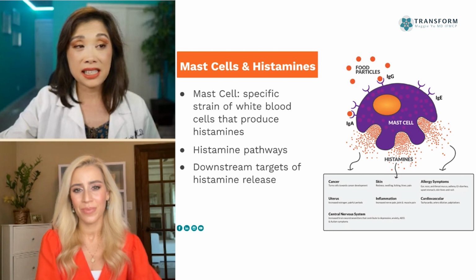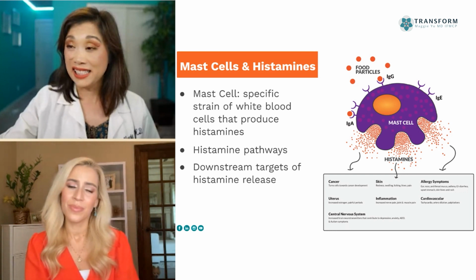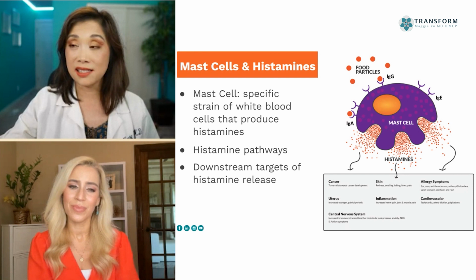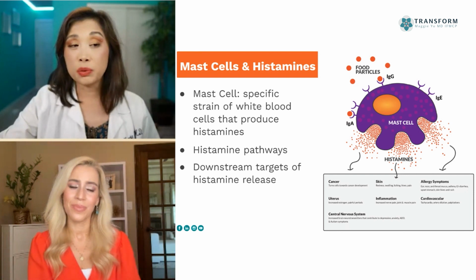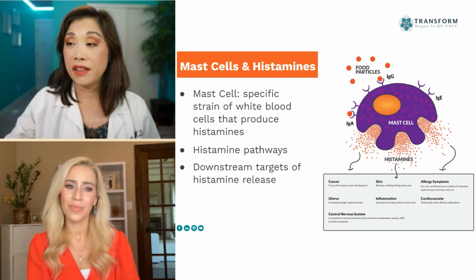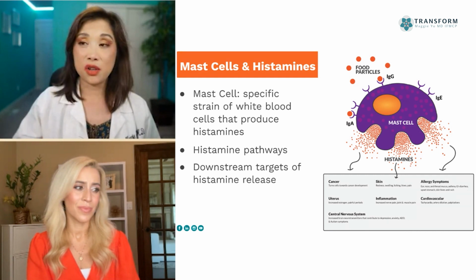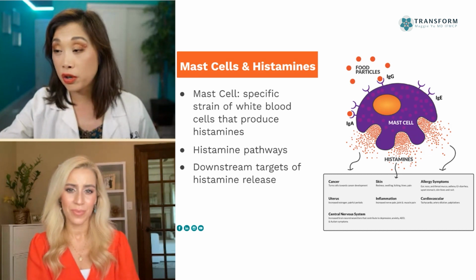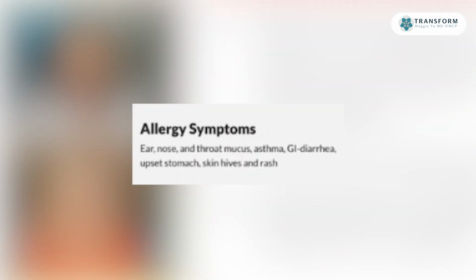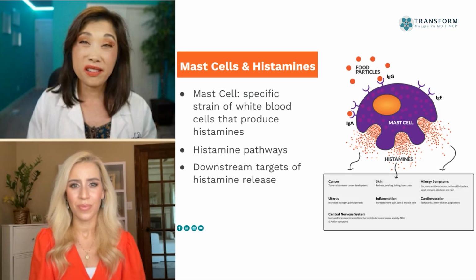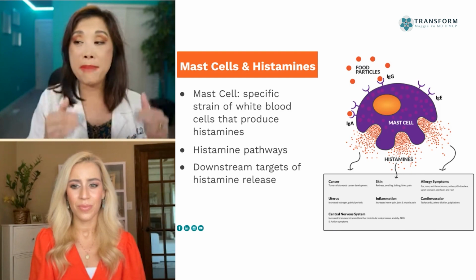And when the mast cell sees these food particles, it thinks they're foreign, that they don't belong there, and it doesn't like it. It then triggers what we call a release of histamines. Now, the histamine pathway is, yes, associated with the top right corner with all of these symptoms, right? Where we think of ear, nose, and throat, mucus, asthma. Sometimes people will get gut-related diarrhea, upset stomach, hives, rash. A lot of people think of instant allergic reactions like that. Well, the histamine pathway is also associated with many other systems.